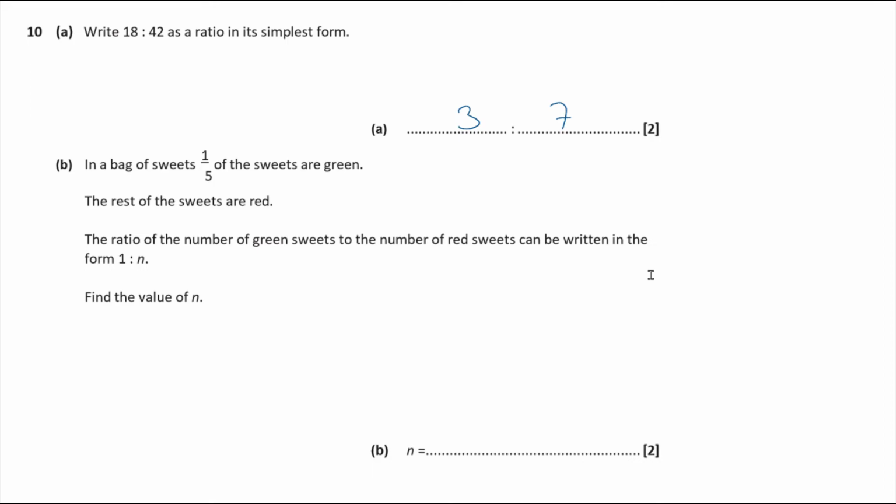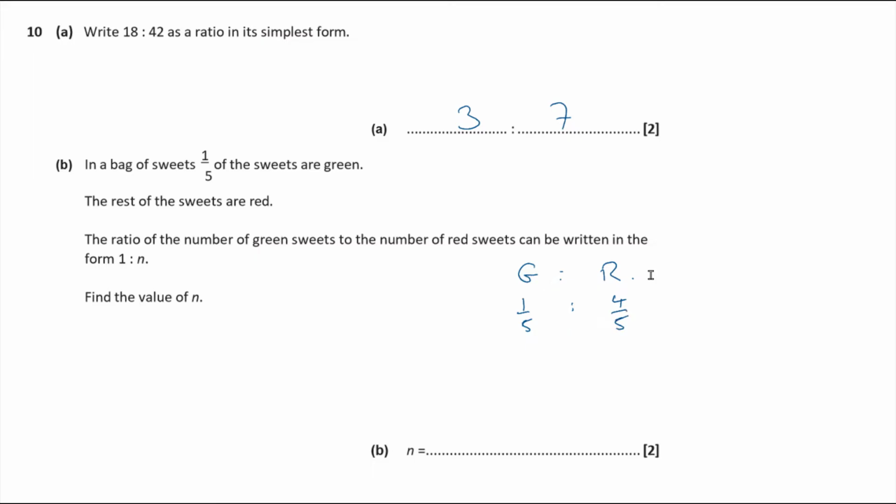B, it says in a bag of sweets, 1/5 of the sweets are green, the rest of the sweets are red. The ratio of the number of green sweets to the number of red sweets can be written in the form 1 to n. Find the value of n. Well, if I think about the ratio of green sweets to red sweets, I know that 1/5 of the sweets are green. So what fraction are red then? So if 1/5 are green, then the rest of it, 4/5, have to be red, don't they?